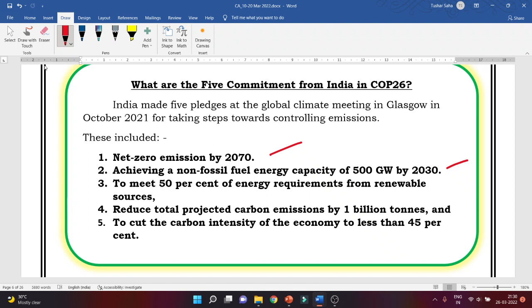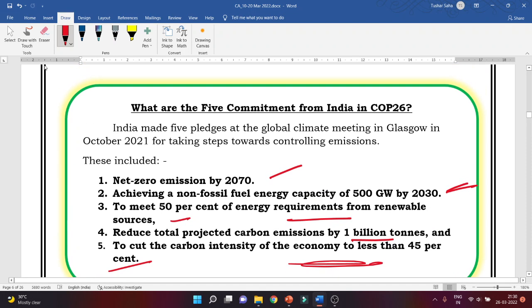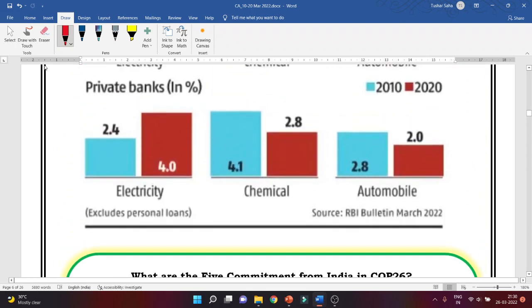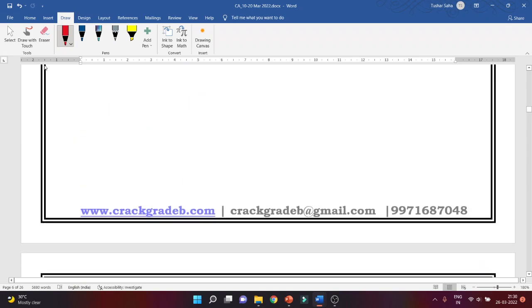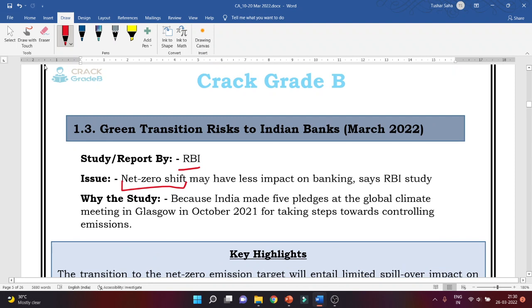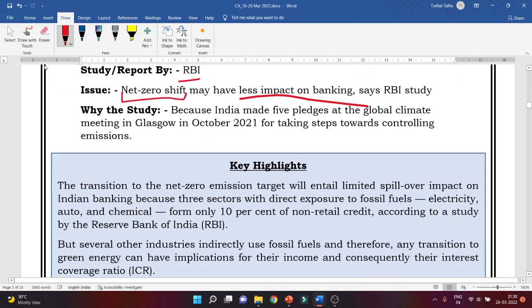Okay, then non-fossil fuel capacity of 500 gigawatt by 2030, to meet 50% of the energy requirement from renewable sources, reduce total projected carbon emission by 1 billion tons, and to cut the carbon intensity of the economy to less than 45%. So now RBI has studied all this. If this is applicable in the country, then what is the impact in the banking sector? In the March bulletin of the RBI, it said that the net zero shift may have less impact on banking. Means more or less there won't be any impact.